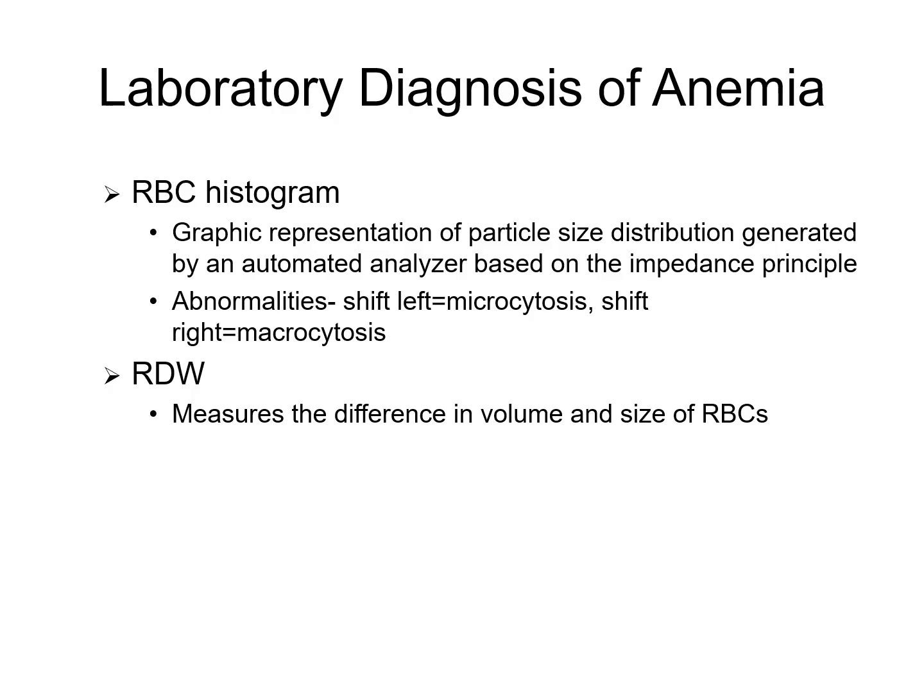Another test is the RDW, or the red cell distribution width. The RDW quantifies the degree of variation in red blood cell size, or anisocytosis. A higher RDW will indicate greater variability in red cell size, which will help differentiate between the different types of anemia. For example, iron deficiency anemia often has an increased RDW due to the mixed populations of small and normal-sized red blood cells. By contrast, thalassemia usually will show a normal RDW.